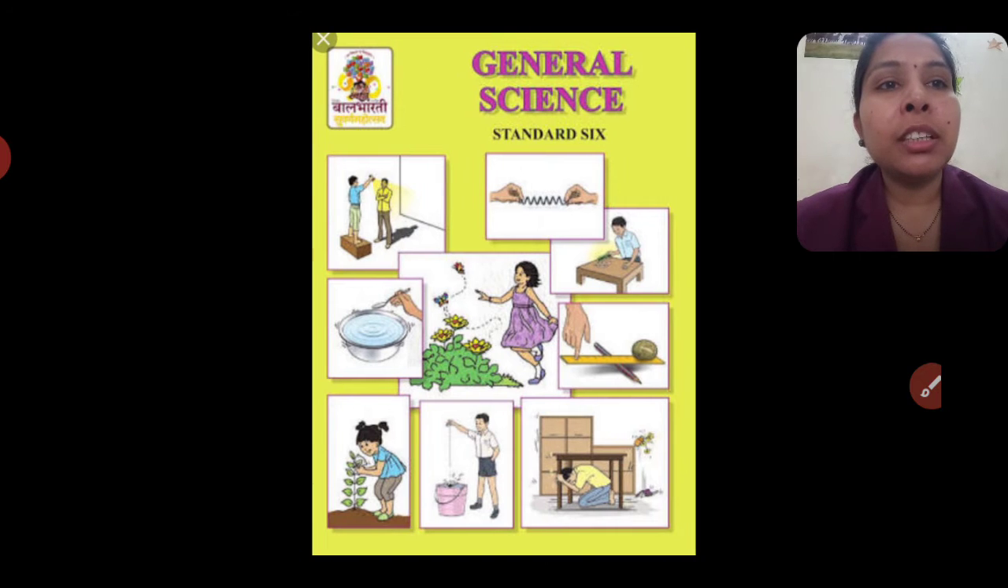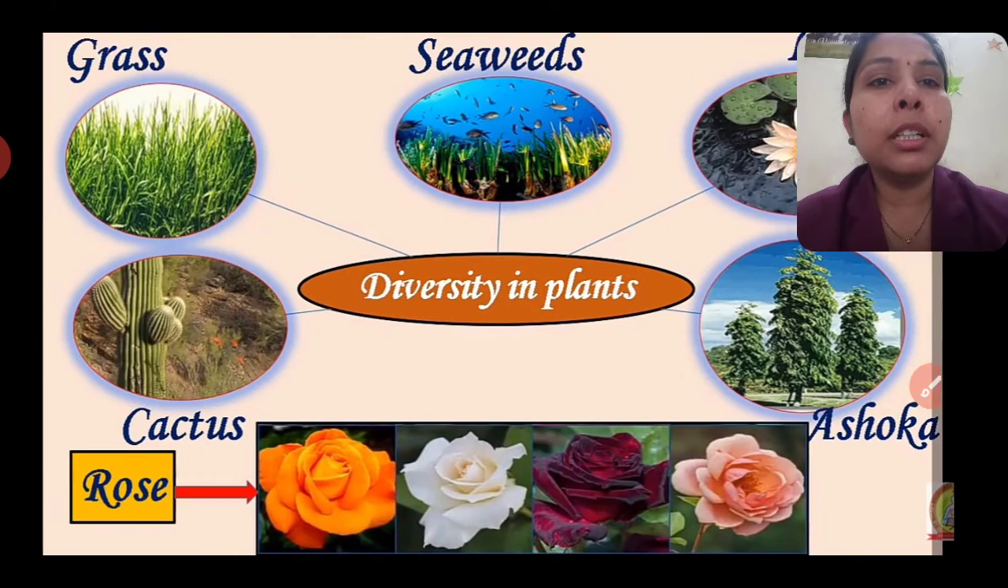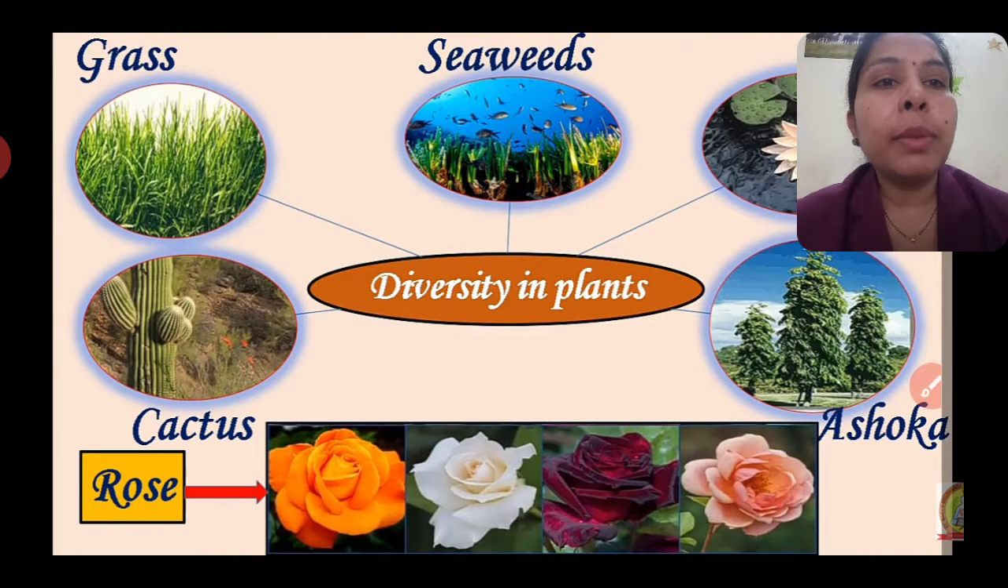So today's lecture is for standard 6 and the subject is general science. In the last lecture we started our new lesson, that is the third lesson, diversity in living things and their classification. Okay. So in this lesson we study the diversity in plants, how the plants are different from one another in various ways.